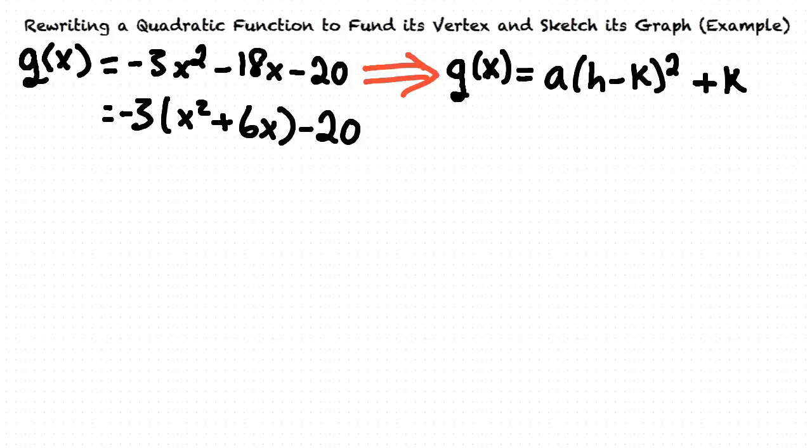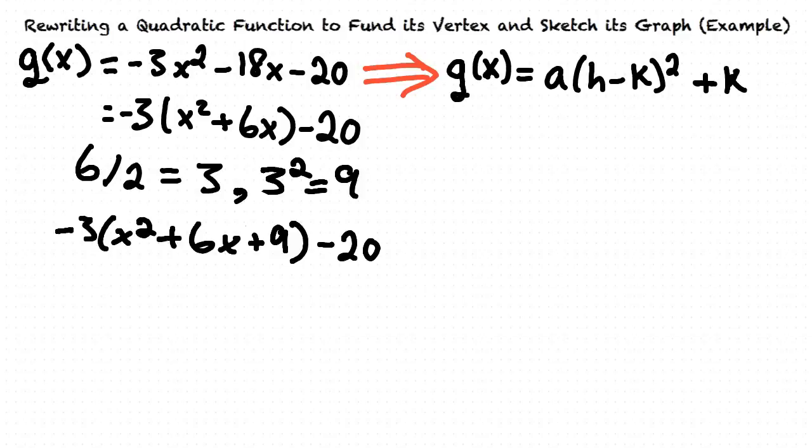Next, we will complete the square of the two terms in the parentheses. To do so, we can divide the coefficient of our second term by 2, then square that number and add it to the number inside of the parentheses. So we divide 6 by 2, which gives us 3, and then we square 3 to give us 9. After adding 9 to the parentheses, our equation looks like this. Negative 3 times (x squared plus 6x plus 9) minus 20.